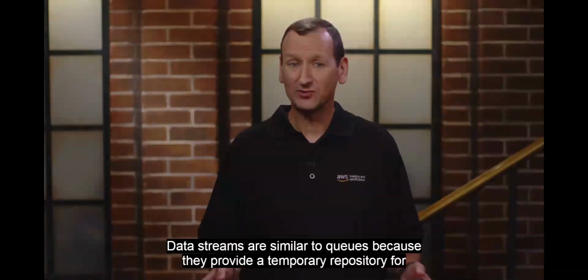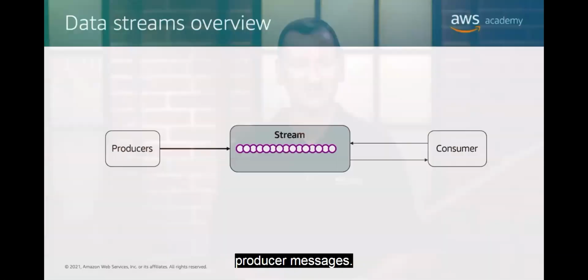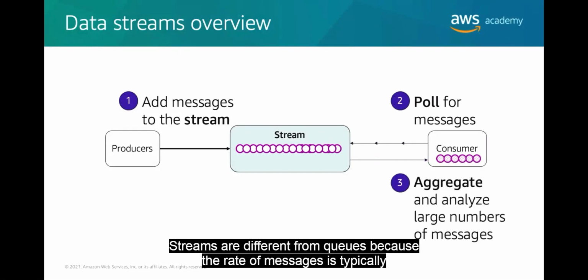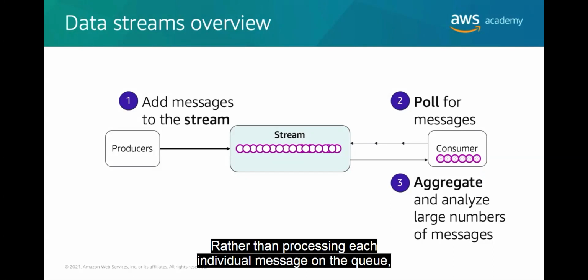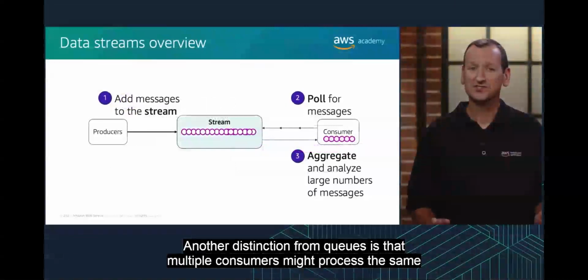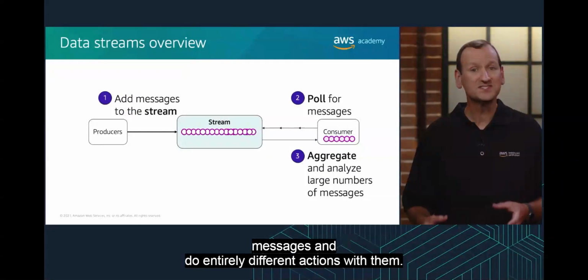Data streams are similar to queues because they provide a temporary repository for producer messages, and consumers poll the stream to check for new messages. Streams are different from queues because the rate of messages is typically much higher. Rather than processing each individual message on the queue, streams are typically used to analyze high volumes of data in near real time. Another distinction from queues is that multiple consumers might process the same messages and do entirely different actions with them.